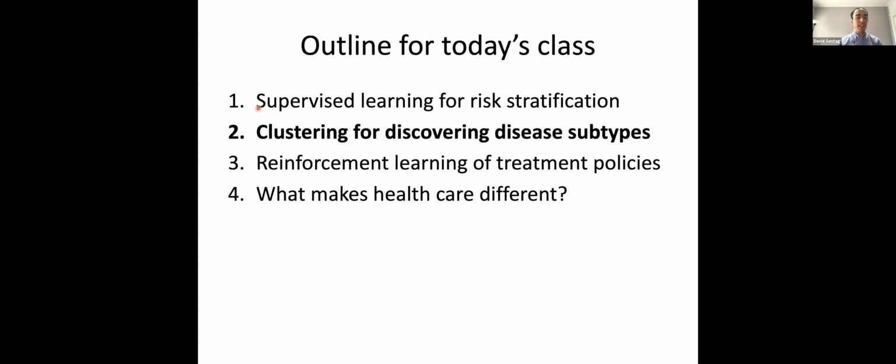Okay, so that's all I want to say about that example. And now I want to move on to thinking about clustering, and a use of unsupervised learning for healthcare.